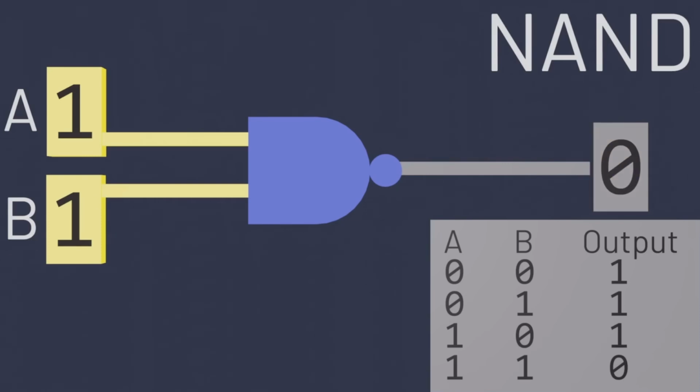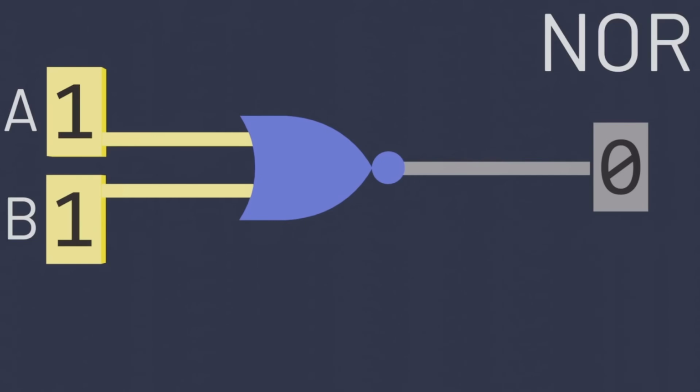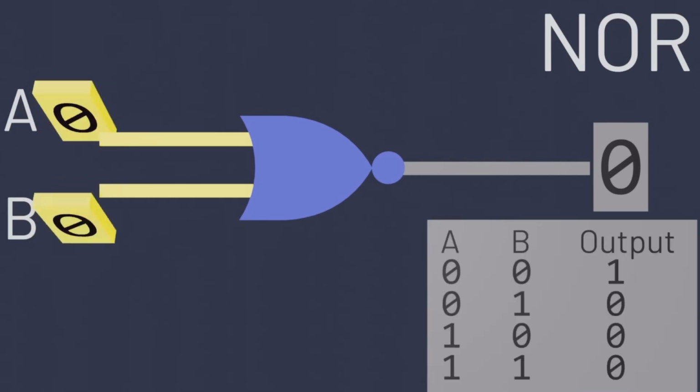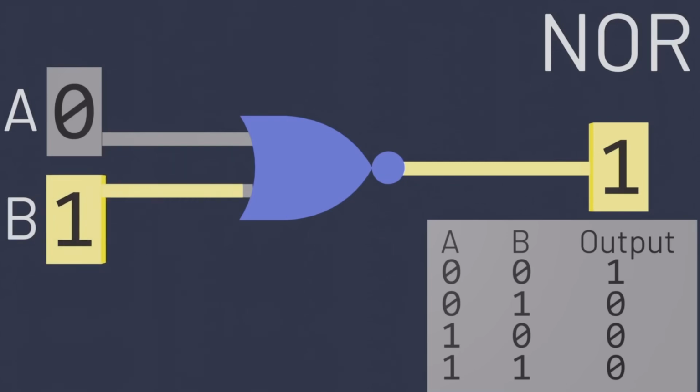As you might guess, if there's a logic gate to take the opposite of an AND gate, there's also a logic gate that takes the opposite of an OR gate. This is the NOR gate. When both inputs are 0, OR would normally output a 0 too, so the NOR gate will flip that and output a 1. In all other cases, at least one of the inputs is 1, so OR would output a 1, and so the NOR gate will output a 0 instead.